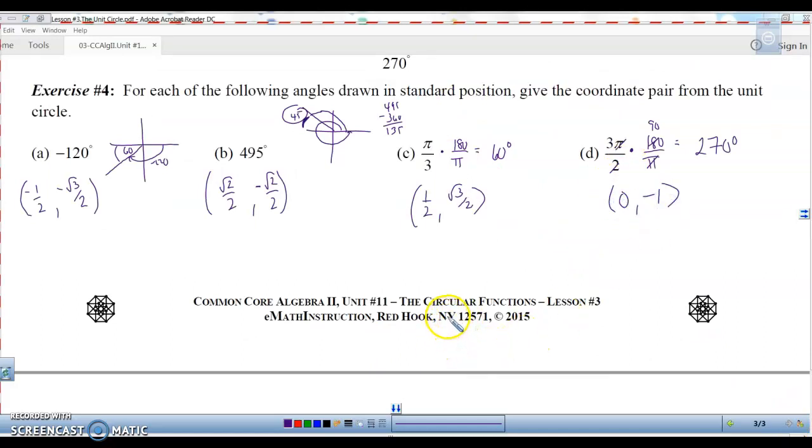So your basis for this, you have to know the special right triangles, 30-60-90 and 45-45-90 triangles, and where they go, because we use them as reference angles to find other angles around the unit circle.